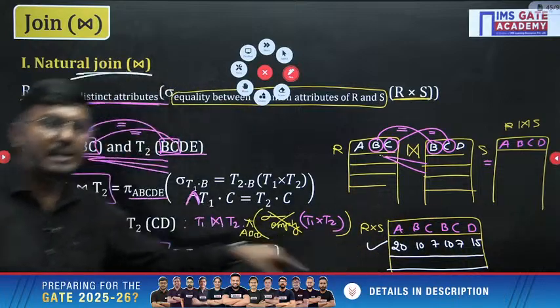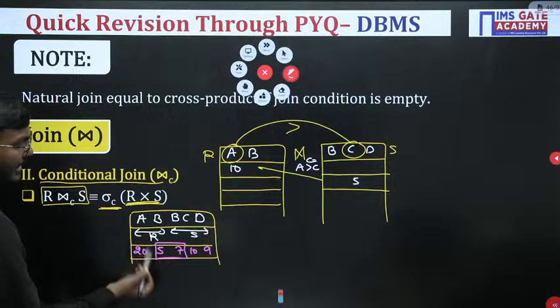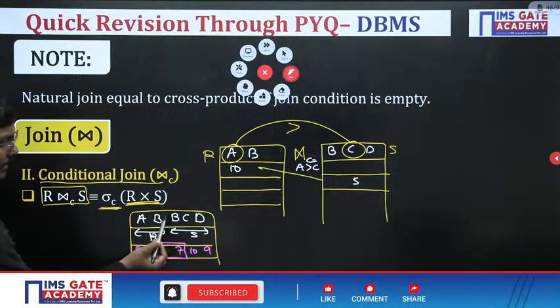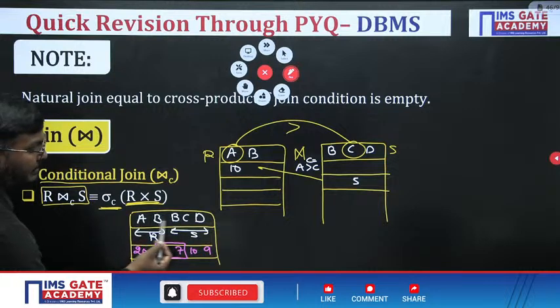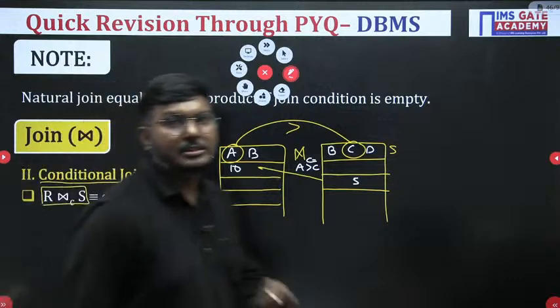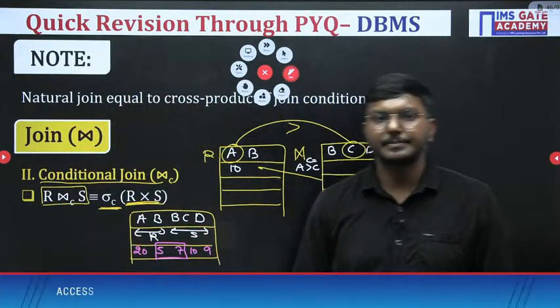But if it is a conditional join, this B and this B could be anything. R dot B may have a different value than S dot B. Because of this, we are not merging this B and B into a single attribute. Getting my point? So in case of conditional join, this B and this B will have different values. Understood?